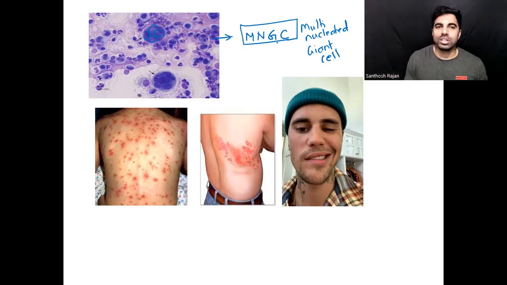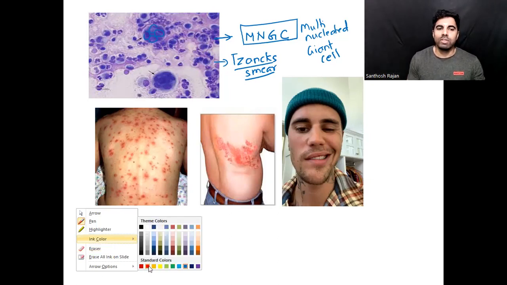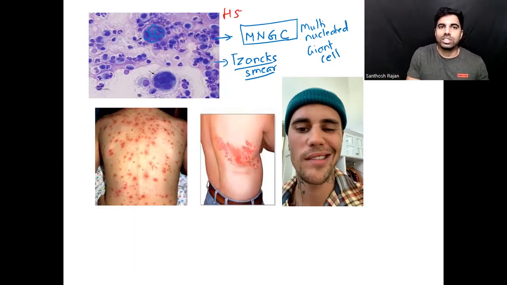So whenever MNGC comes, which smear is this? It's a Tzanck smear. We call this the Tzanck smear. It is usually taken from the vesicles of infections when you're talking about MNGC, usually herpes, that is HSV 1 and 2, and varicella zoster virus. These three viruses, whenever they have a vesicular lesion, you take a deep smear from the bottom of the lesion, do a Giemsa stain, and find MNGC. So if you get MNGC, it could be herpes or varicella zoster, HSV 1 or 2. So that's a question, a finding.